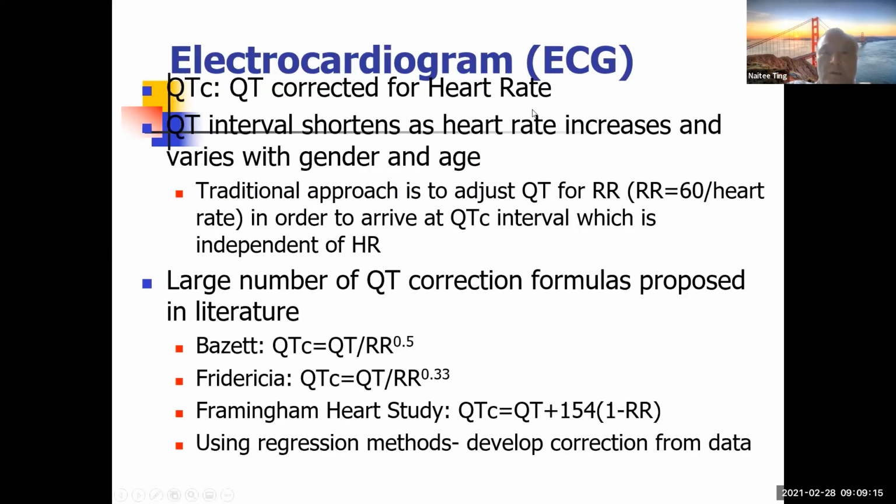So QTc is corrected QT. QT interval shortens as heart rate increases, and so you have to make an adjustment. There are a large number of QT correction formulas, so we don't really have to dive into the entire ECG. If anyone is interested, you can look into ICH E14 for more details.